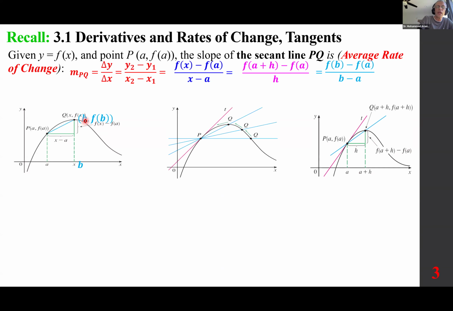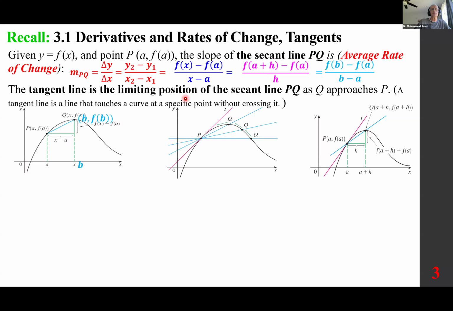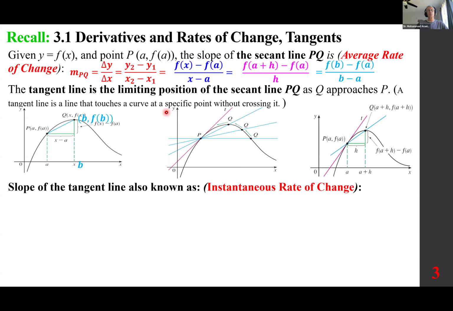Now, as Q approaches P gives rise to the red line, which is the tangent line, and the tangent line is the limiting position of the secant line PQ as Q approaches P. A tangent line is a line that touches a curve at a specific point without crossing it. And so the slope of a tangent line, also known as instantaneous rate of change, we can say m of tangent is the limit of m of PQ as Q approaches P.